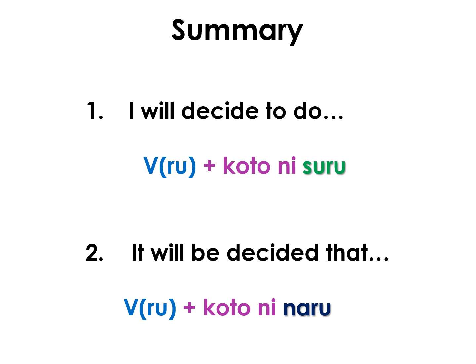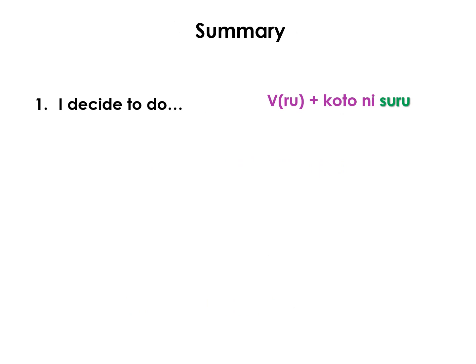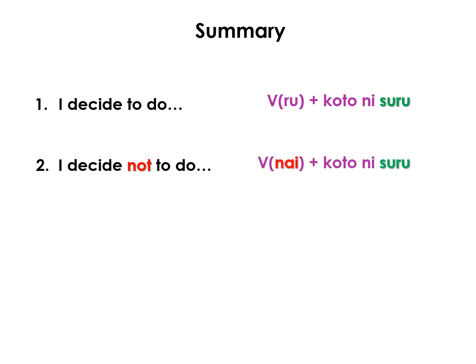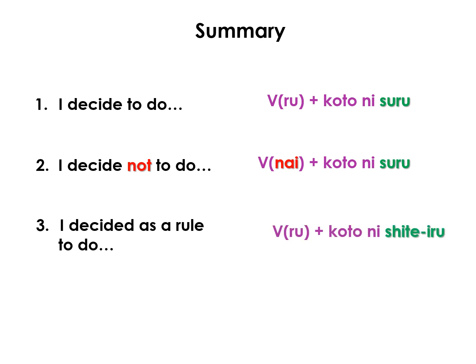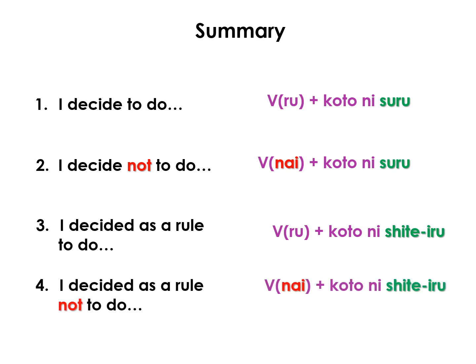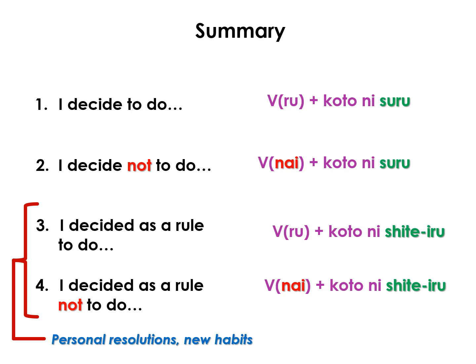After all, decisions are made in the past. ることにした and ることになった. ることにする has three more variations. The first is, I decide not to do, and the structure is ないことにする. I decided as a rule to do. ることにしている. We use the している or the progressive tense to denote it's an ongoing situation. And the last structure is, I decide as a rule not to do. ないことにしている. Numbers 3 and 4 are useful in expressing personal resolutions and new habits.